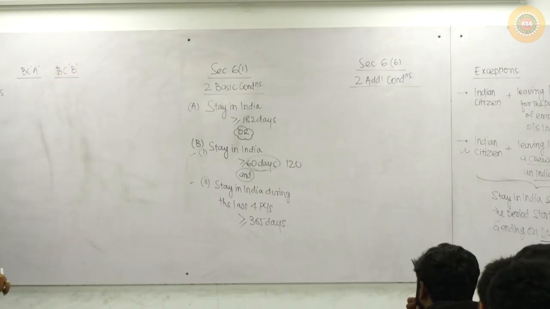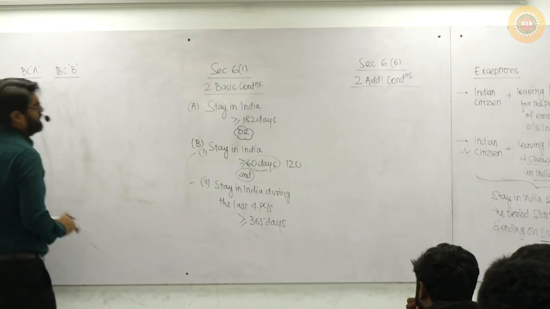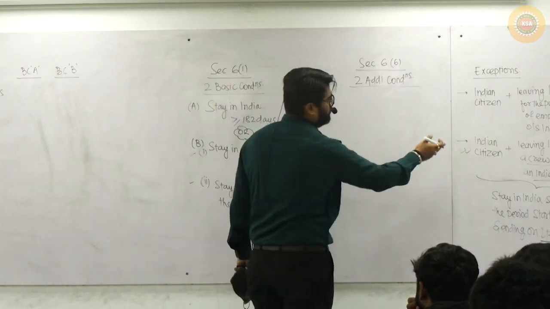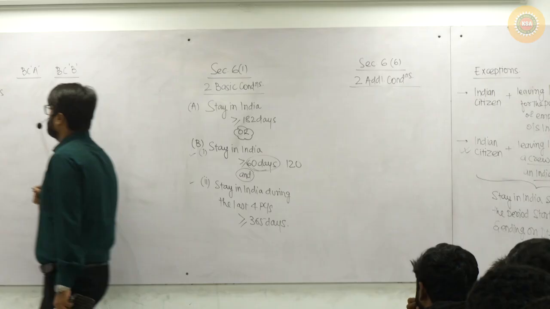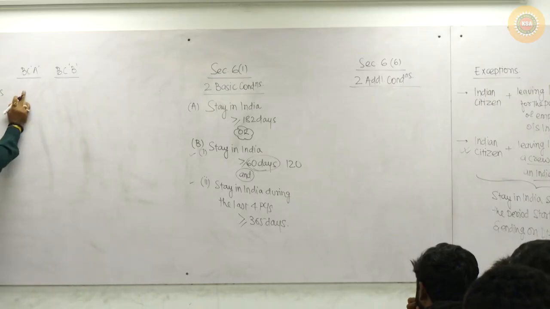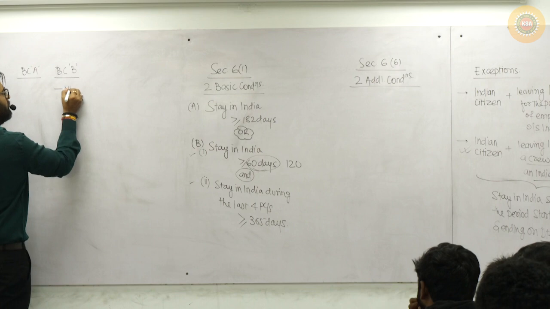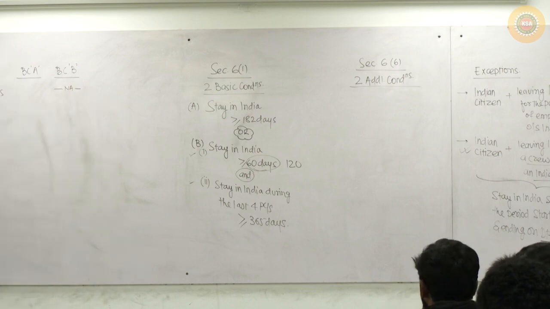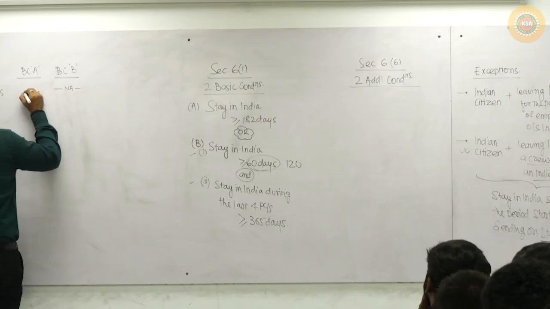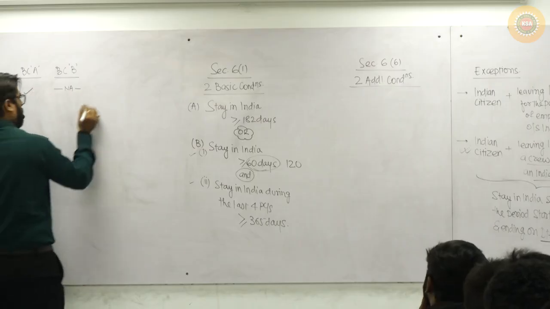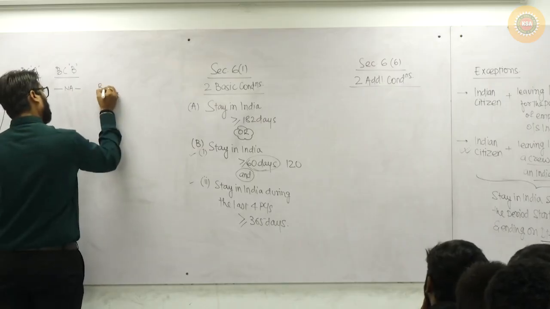First of all, tell me, in the 3 exception cases, 1, 2 and 3, in these 3 exceptional cases, you have to check basic condition A. Basic condition B is not applicable. Yes or no? Now, checking the first basic condition, that your stay should be 182 days or more. If that condition is fulfilled, what will you become?